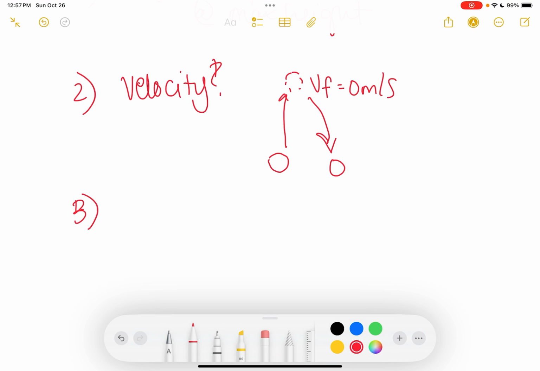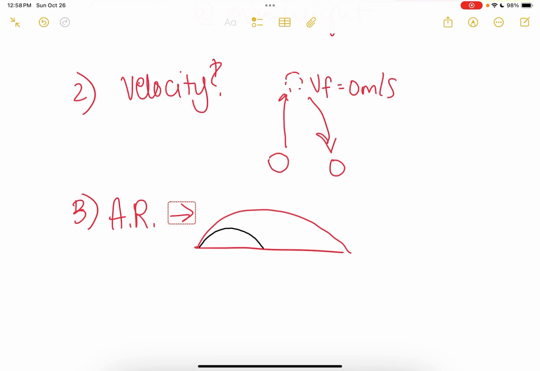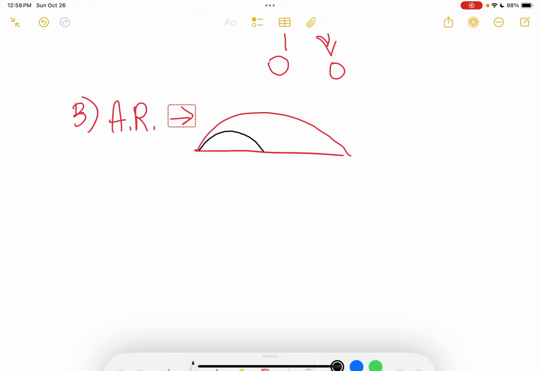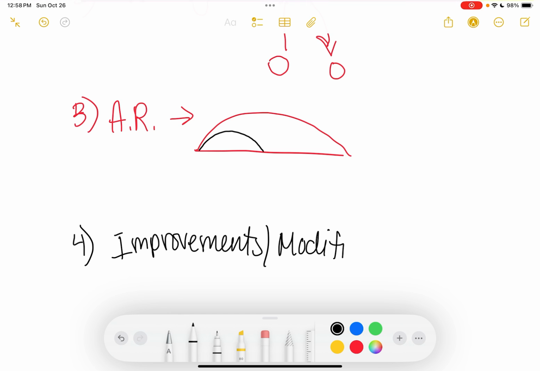And then the third question is, how does air resistance play a role? We kind of spoke about this when we were talking about the parabolas, right? That's a perfect parabola where there's no air resistance. But when there's air resistance, that's what a projectile's trajectory looks like. So you tell me what exactly about the second parabola I drew in black, how does it differ from the first one? And then the fourth one is going to ask you to say what improvements or modifications would you make if you were to do this again?